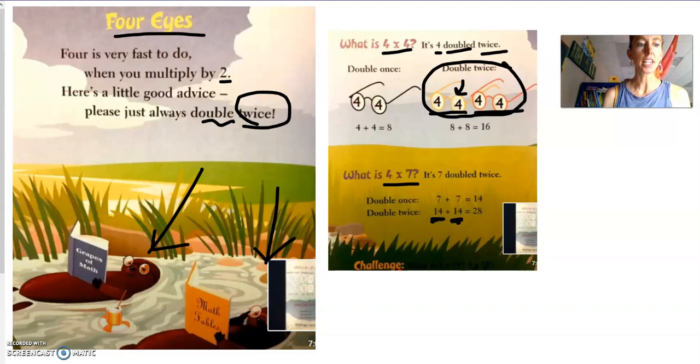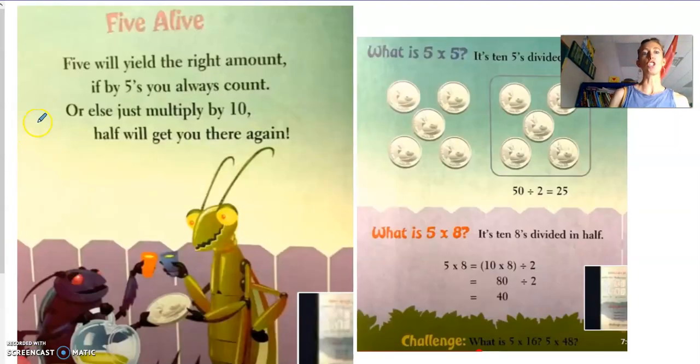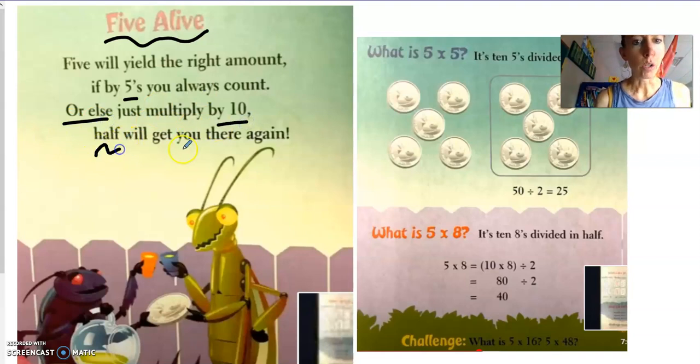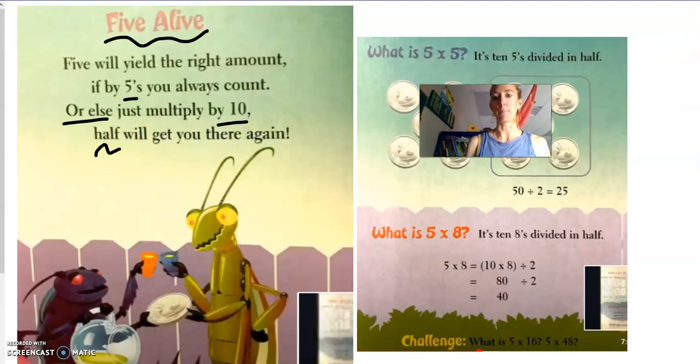Okay, and 1 more factor. We're going all the way to a factor of 5. 5 alive. 5 will yield the right amount if by 5s you always count. 5, 10, 15, 20, 25, 30, 35, 40, and so on. Or else just multiply by 10. Half will get you there again. What does that mean? Okay, let's look over here.